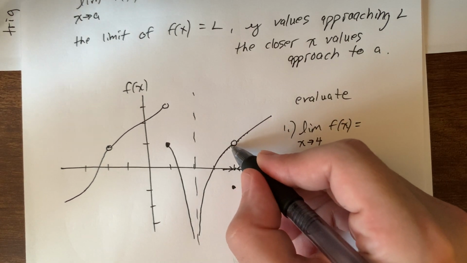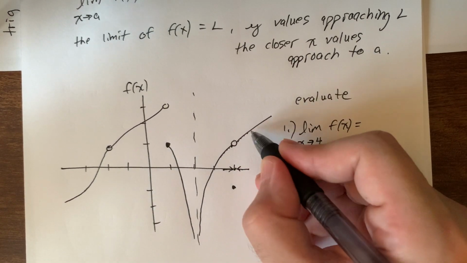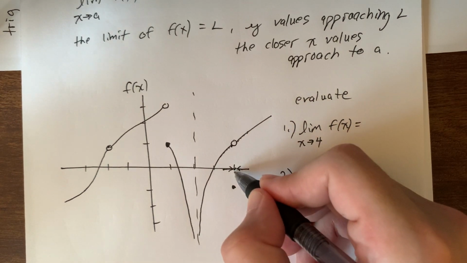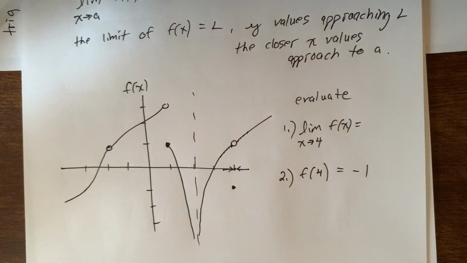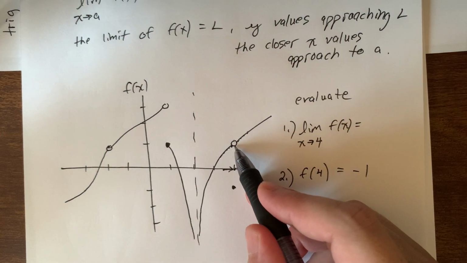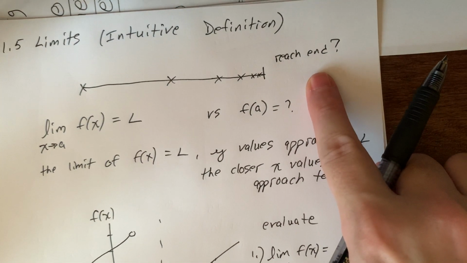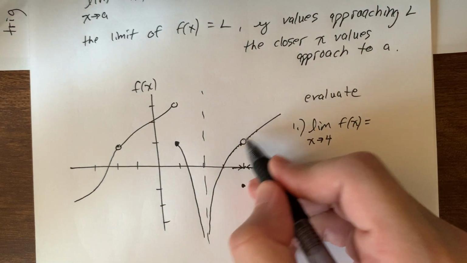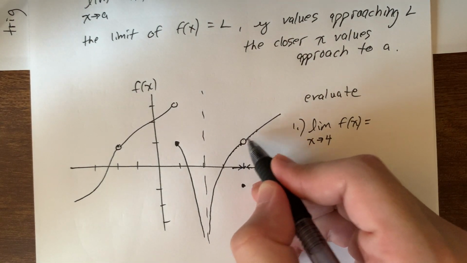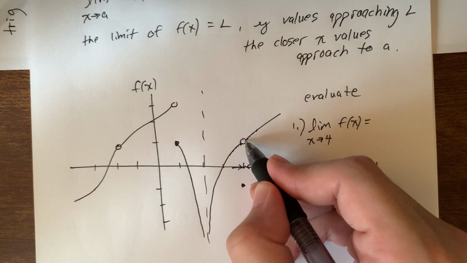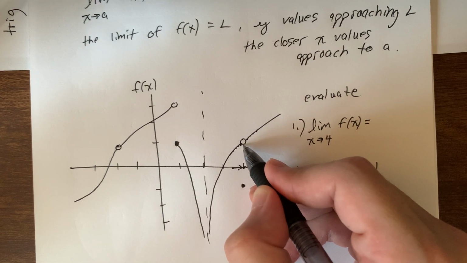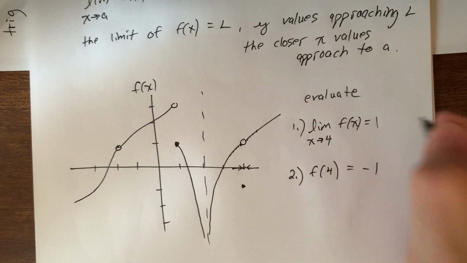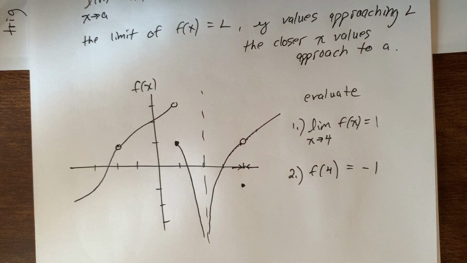So these are the points leading up from the left. These are the points getting closer to this x from the right. And do we notice that they're approaching the same thing? They don't touch, and they don't have to touch in a limit because we're not actually reaching the end. We're just seeing what happens as I get close to the end. And from both sides, the closer I get from the left, the closer I get from the right, my points are approaching this open circle, and that open circle has a y value of +1.